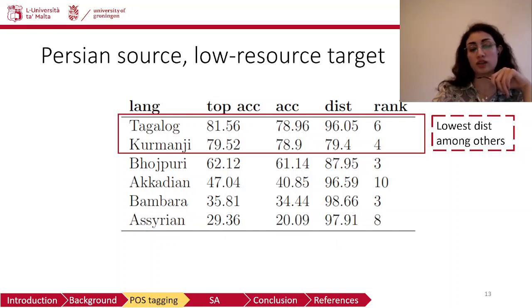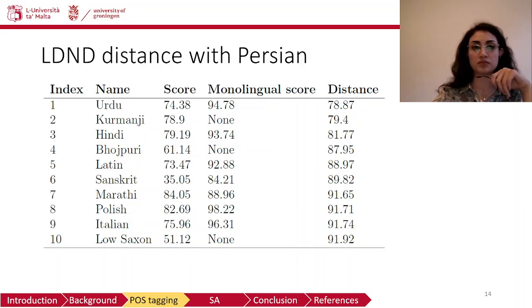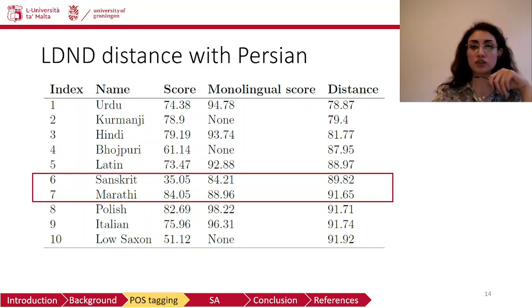So we propose that Persian can probably be a potential good source language for these two low-resource languages in other tasks. We also explored whether there is any relation between LDND distance and the accuracy score for the case of Persian, but we found that when the LDND distance is quite similar, 89 and 91, we have very different accuracy scores of 35 and 84 for Sanskrit and Marathi.